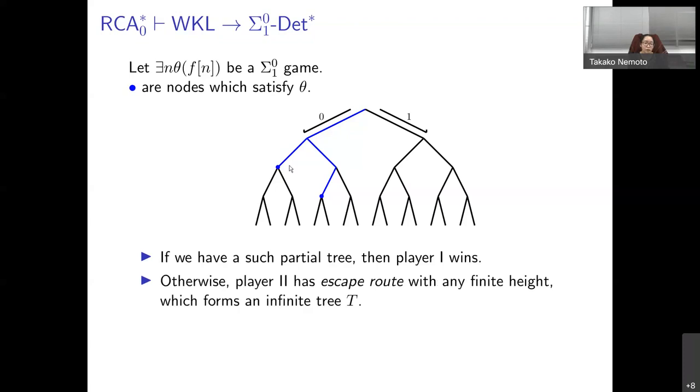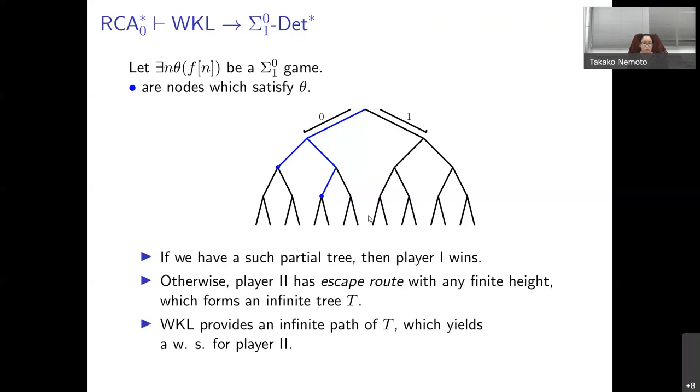And if it's not the case, if we don't have such a nice partial tree, then in a sense, player two has an escape route at each finite level. Then that means we can code such partial escape routes. We can organize it as an infinite binary tree, and by taking an infinite path of such a tree prior to the escape route, we have an infinite path by WKL, and that yields a winning strategy for player 2.